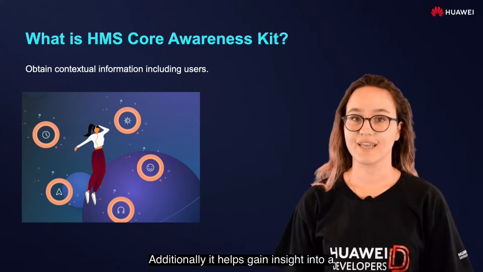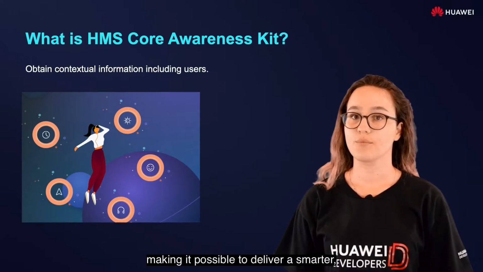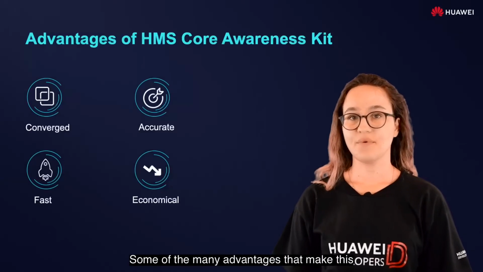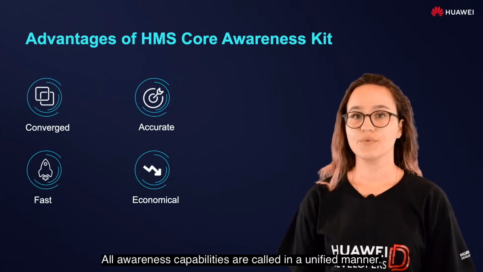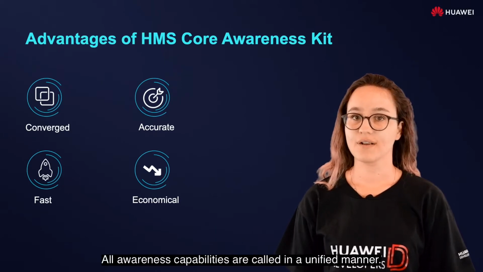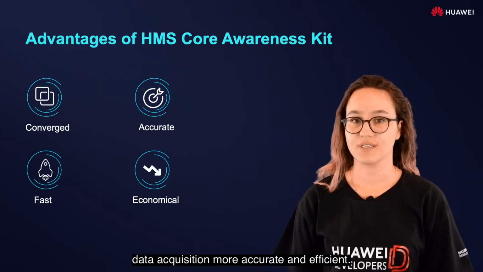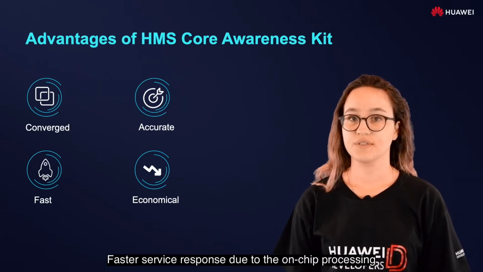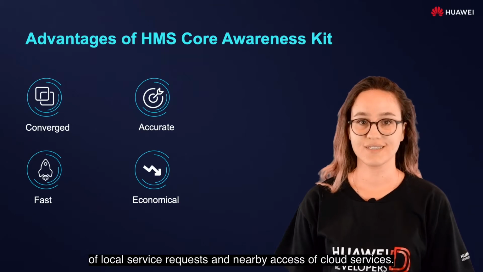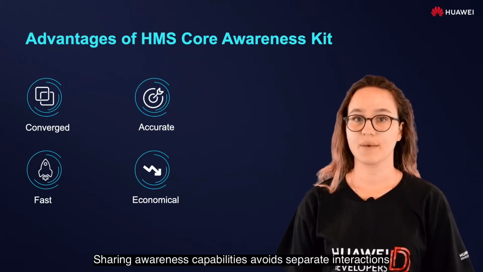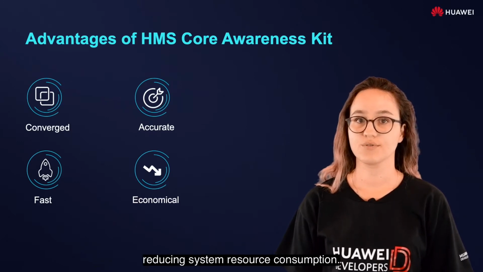Additionally, it helps gain insight into a user's current situation more efficiently, making it possible to deliver a smarter, more considerate user experience. Some of the many advantages that make this service beneficial to use are: Converged. All awareness capabilities are called in a unified manner. Accurate. The synergy of hardware and software makes data acquisition more accurate and efficient. Fast. Faster service response due to an on-chip processing of local service requests and nearby access of cloud services. Economical. Sharing awareness capabilities avoids separate interactions between apps and the device, reducing system resource consumption.